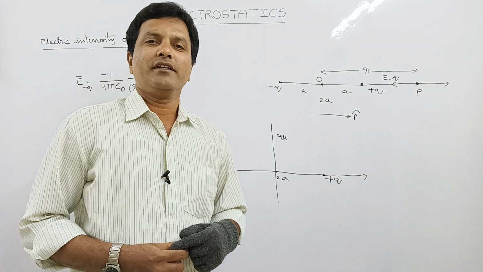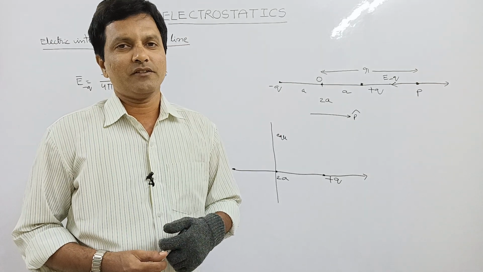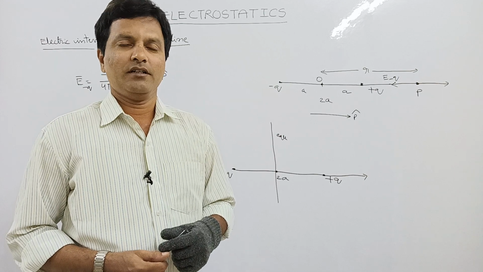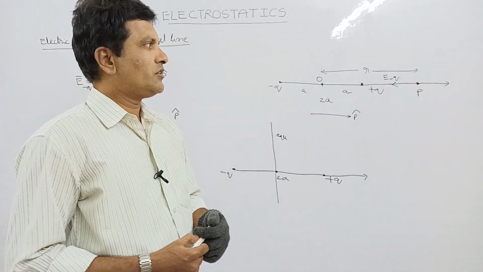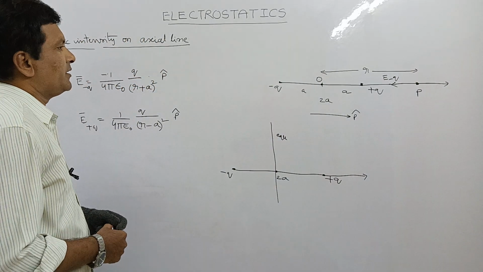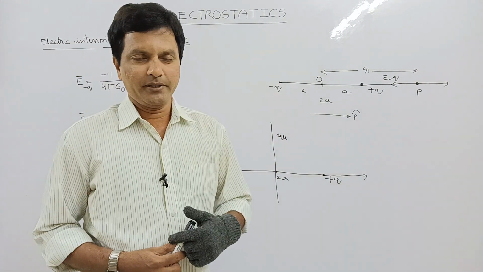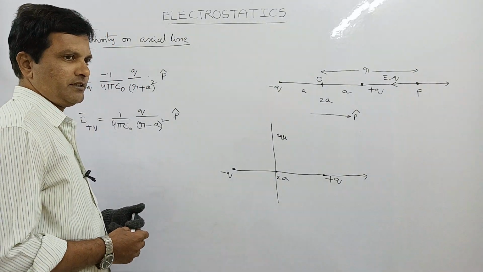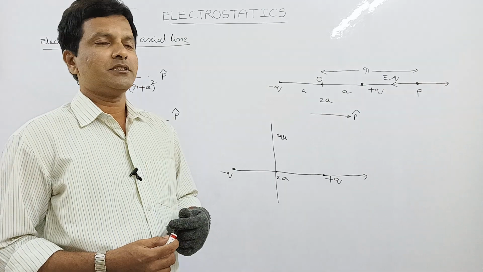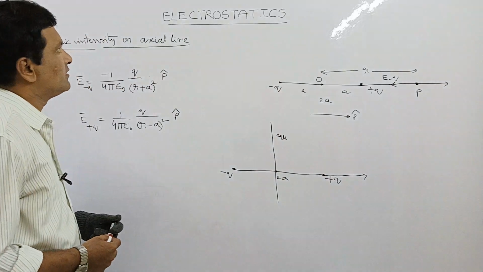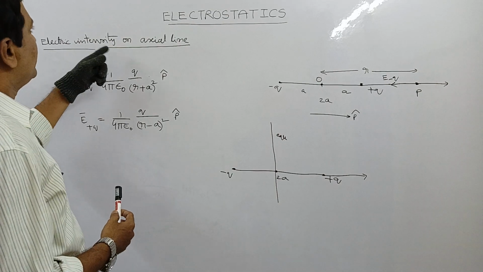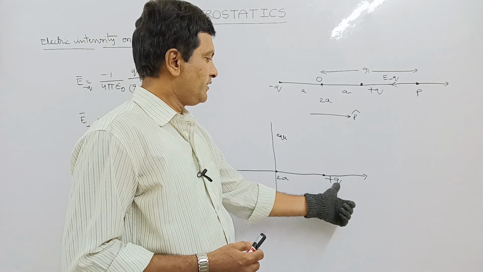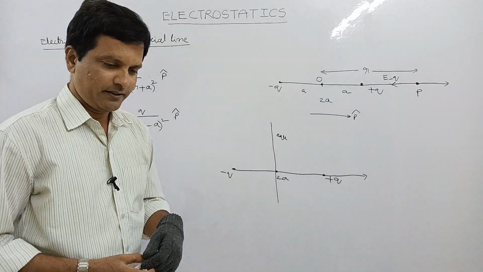Today we will derive equations for electric intensity due to a dipole. This is a topic which is very important regarding intermediate board exams. It may be asked as a short question in intermediate board exams. So here is what we will derive: electric intensity due to a dipole on axial line and on equatorial line.